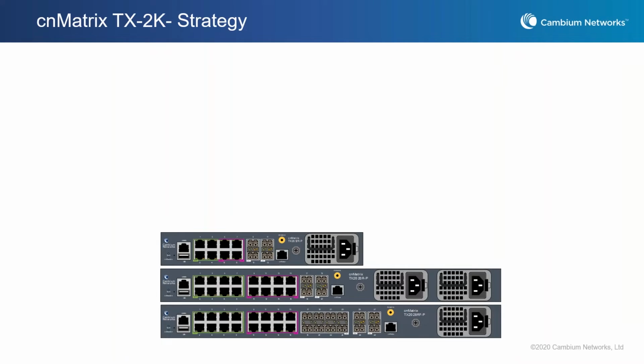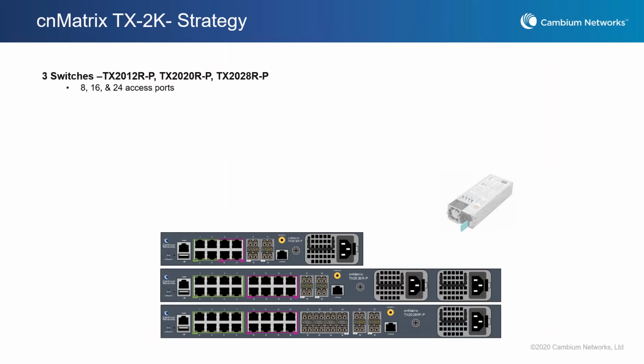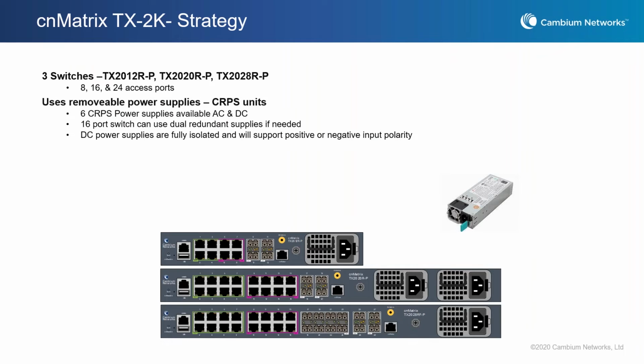So our strategy here is to develop 3 switches: an 8-port, a 16-port, and a 24-port. When I say 8 ports, I'm talking about the 1 gig access ports. There are also 10 gig fiber uplink ports. So when I say 8, it's actually 12 ports. When I say 16, it's actually 20 ports.